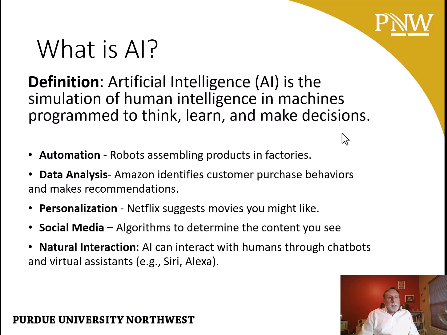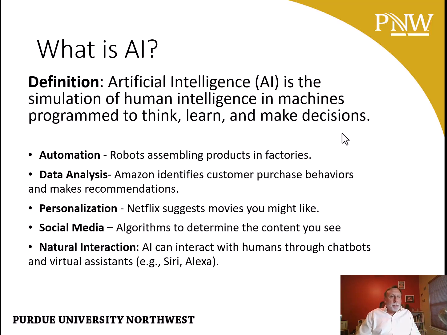So let's begin with a definition of artificial intelligence. This is a very common definition. Artificial intelligence, as we can see here, is a simulation of human intelligence programmed to think, learn, and make decisions. So in other words, it's using computer-simulated machine learning to simulate the way a human would do it. Not exactly, right? It's a simulation.